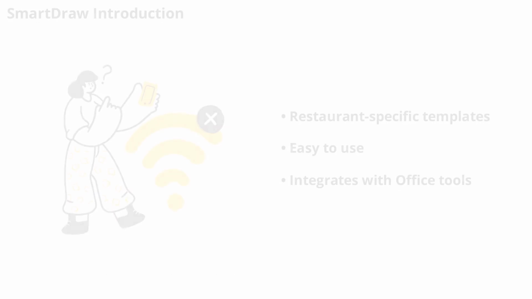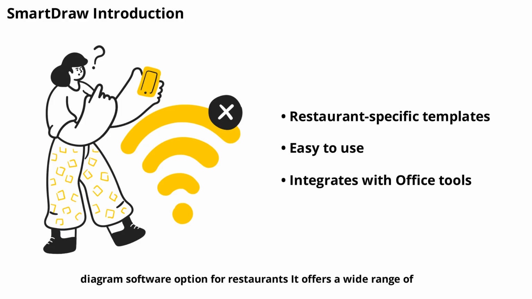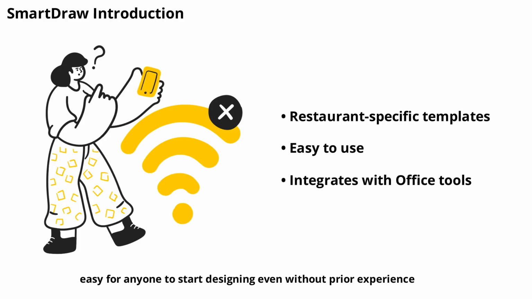SmartDraw is another excellent diagram software option for restaurants. It offers a wide range of templates specifically designed for floor plans, kitchen layouts, and organizational charts. The software's user-friendly interface makes it easy for anyone to start designing, even without prior experience. SmartDraw also integrates with tools like Microsoft Office and Google Workspace, making it a flexible choice for busy restaurant teams.